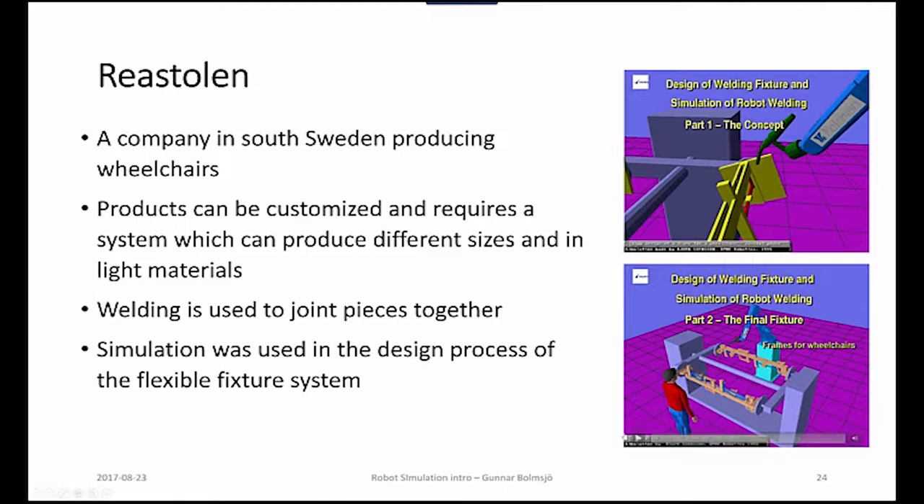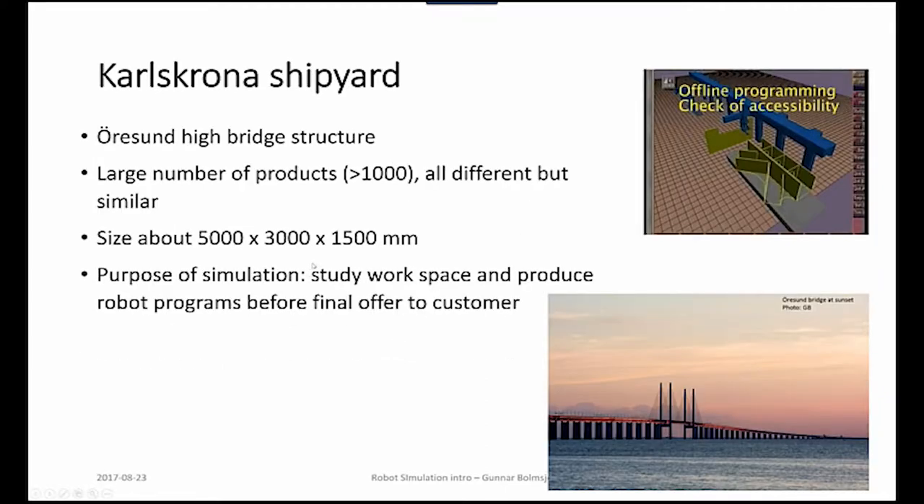Karlskrona Shipyard was a company that normally operates for the Swedish Marine and produces vessels, subs and surface vessels. But they also made the high bridge, the Öresund bridge between Copenhagen and Malmö. And in this case, it was quite a large number of products, more than 1,000. All were different, but similar. And the size of each was roughly 5,000 by 3,000 by 1,500 millimeters.